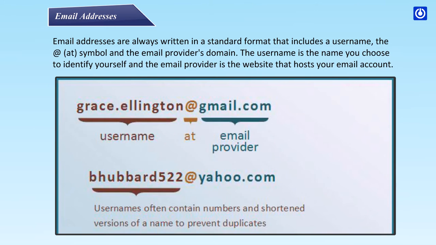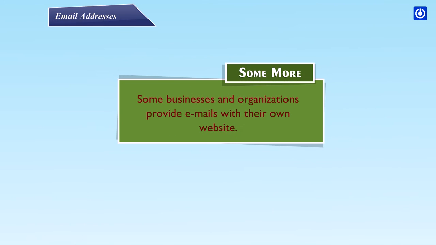Email addresses are always written in a standard format that includes a username, the @ symbol, and the email provider's domain. The username is the name you choose to identify yourself, and the email provider is the website that hosts your email account. Some more.